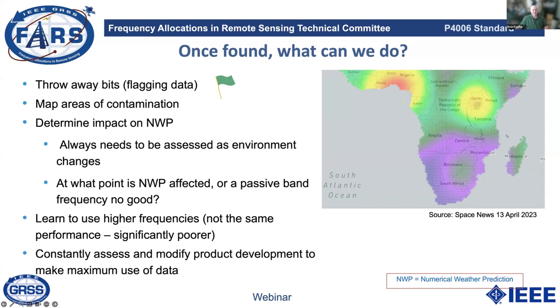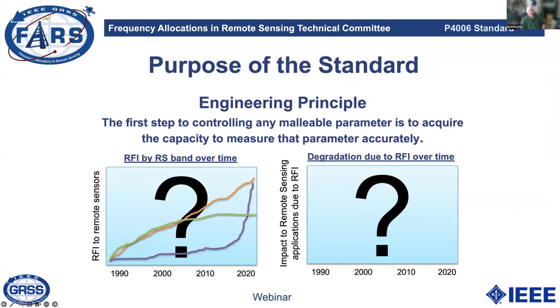So let's get into what I've talked about all along, which is the standard and how we're going to go about developing this. So what is the purpose? Well, we've been talking about that. The purpose of a standard is an engineering principle, and it's the first step for controlling any malleable parameter to acquire the capacity to measure that parameter accurately.